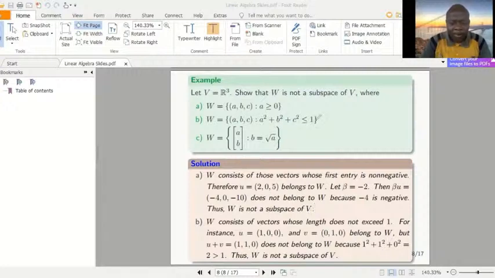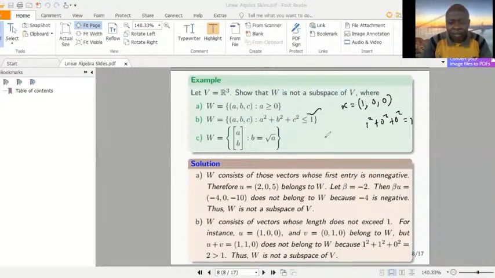Let's come to this. What are some of the vectors here? The vectors for which the sum of the squares of the elements will be 1 or less than 1. Let me see. If I have a vector like X, 1, 0, 0, the sum of the squares will be 1. So this vector belongs to W.